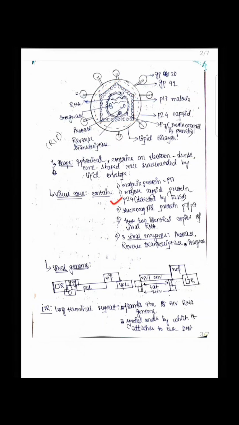Okay, then we have the major capsid protein, that is P24, that is detected by ELISA, the most important protein that is detected within the window period. We have got the nucleocapsid protein, that is either P7 or P9, and then we have got two identical copies of viral RNA in the core. See, we have two identical copies of viral RNA. Then we have got the three most important viral enzymes: protease, integrase and reverse transcriptase, which we remember by the mnemonic RIP.